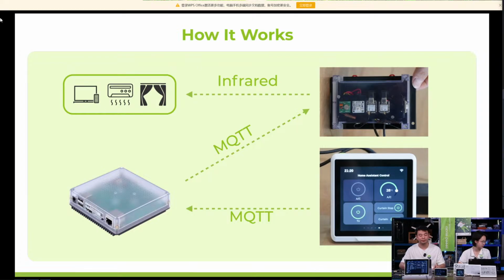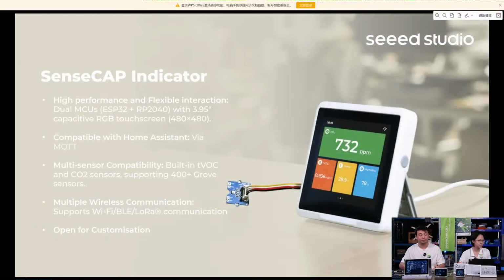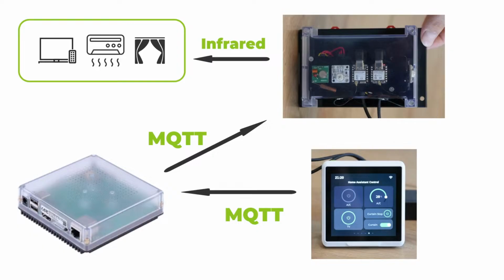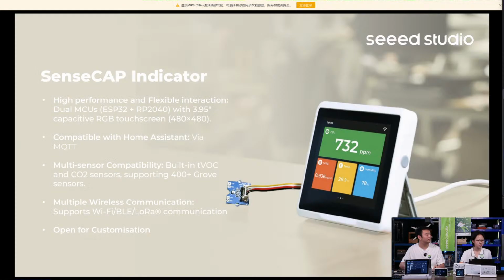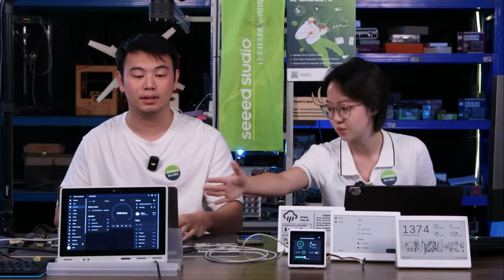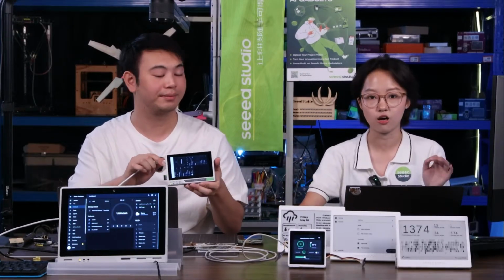I think that's all about the indicator. In short, it's more suitable for people who want interaction capabilities. Similarly, there are two other LCD screens, the reterminal and the reterminal DM, just like this one and this one. They are also compatible with Home Assistant.